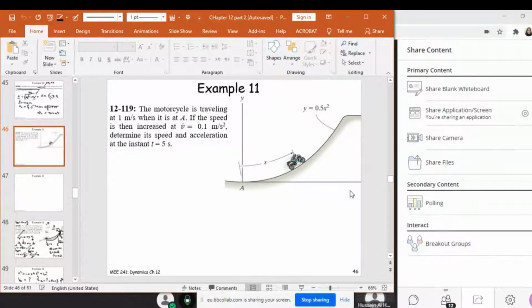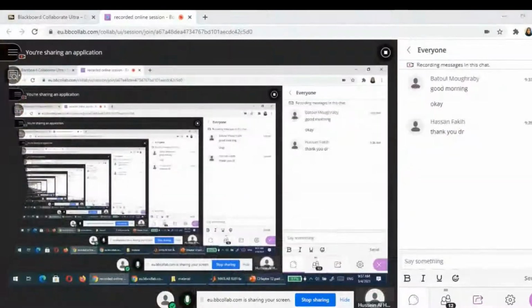So let's start. Guys, this is another example on curvilinear motion using the tangential and normal directions. In this example, you have a motorcycle that is traveling at 1 meter per second when it is at A. So I know the velocity at A, it's 1 meter per second. And if the speed is then increased at v dot, what is v dot, guys? What do you think is v dot?